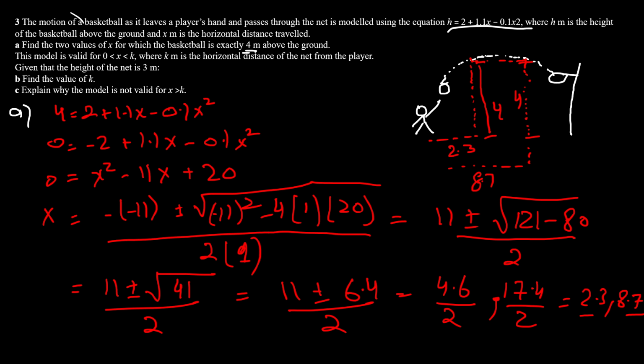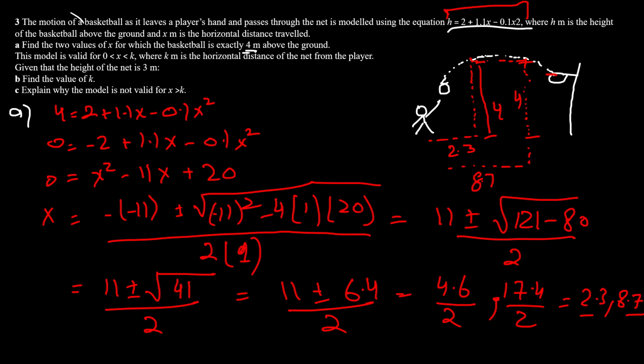For part B, this model is valid from 0 to x less than k, where k is the horizontal distance of the net from the player. Given the height of the net is 3 meters, find the value of k. This model is valid till the ball reaches the hoop. After the ball enters the basketball hoop, its motion does not follow this model.